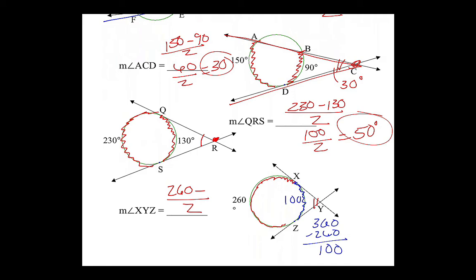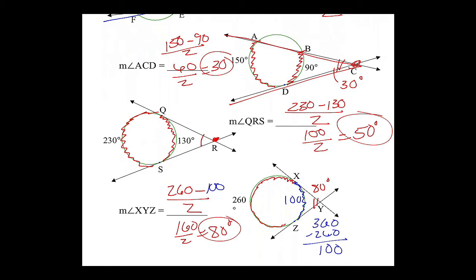So I'm going to have 260 minus 100 degrees, which is 160, divided by 2 is 80 degrees for that angle. So angle XYZ is going to equal 80 degrees.